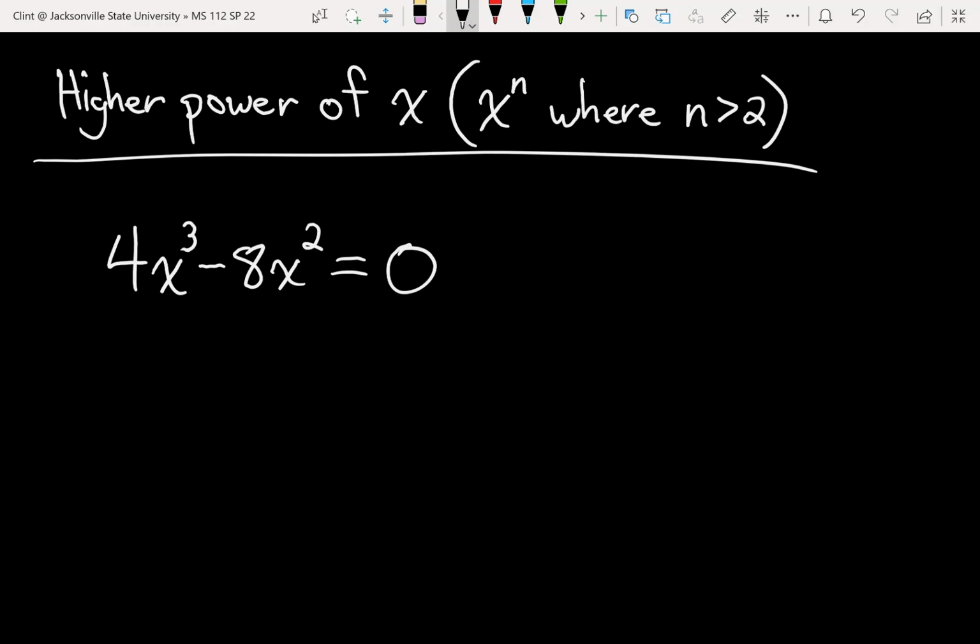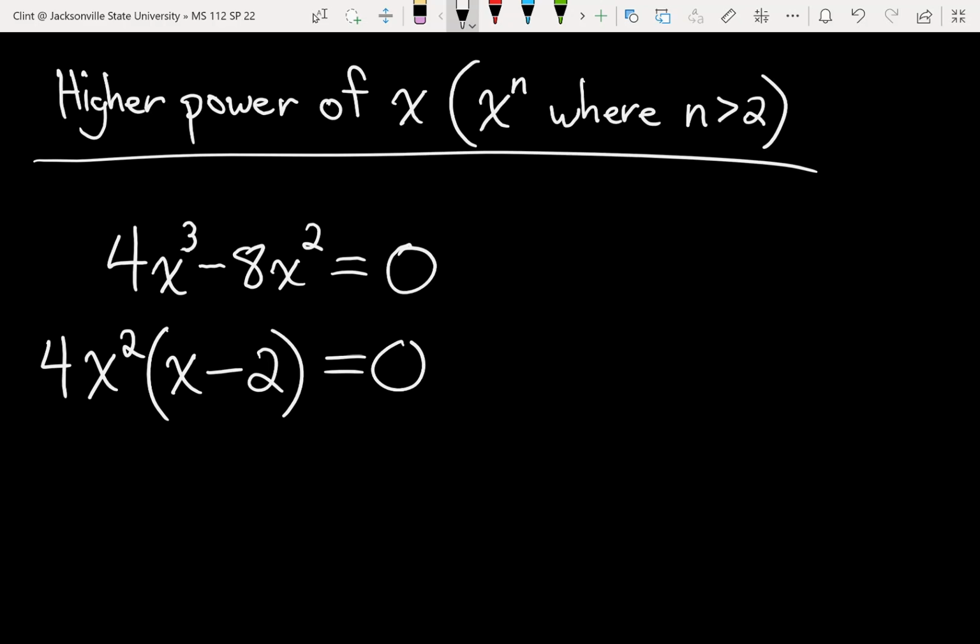So, anything we have in common? Yeah, we've got x squared, and a 4. So we can factor out 4x squared. If we take 4x squared out of the first term, that'll leave us with x, and then it'll leave us with minus 2 from the second one.